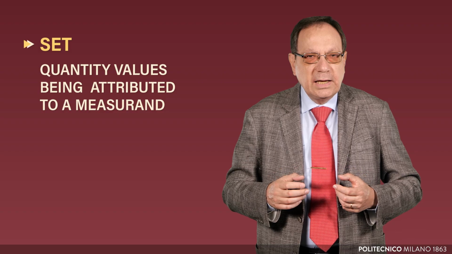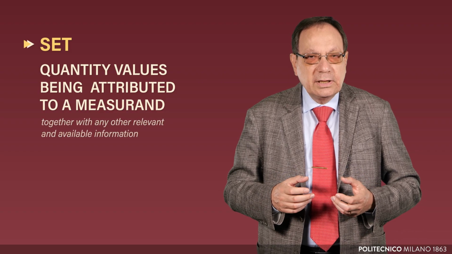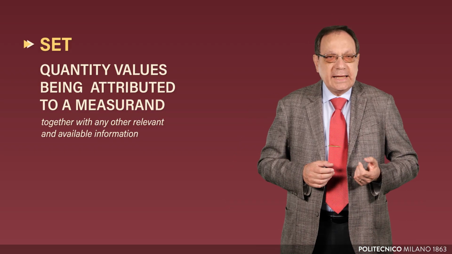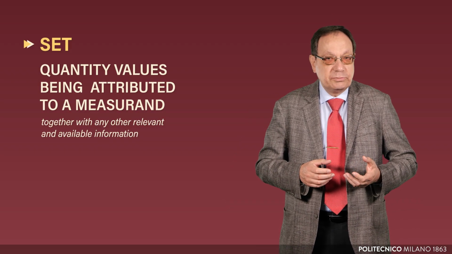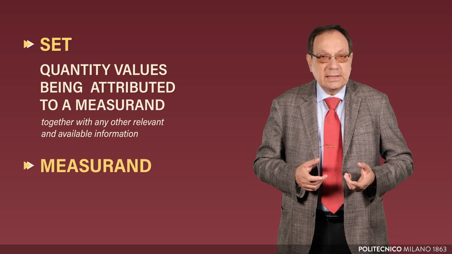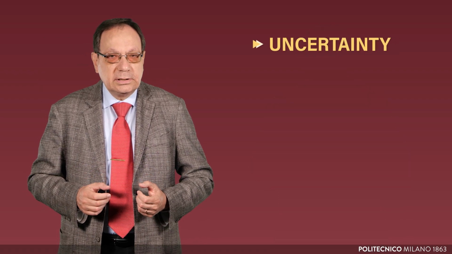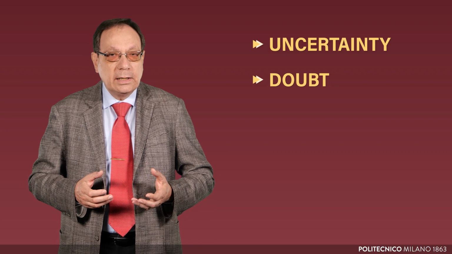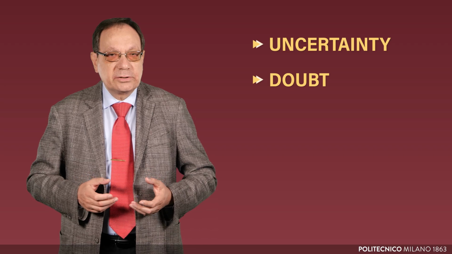As we have previously observed, the VIM explicitly defines the measurement result as the set of quantity values being attributed to a measurand, together with any other relevant and available information. This definition takes into account the fact that, since we cannot know the true value, the measurement result only provides us with an approximation of it. There therefore exists an uncertainty regarding the accuracy of the result, that is, a doubt as to how well it represents the value of the measured quantity.